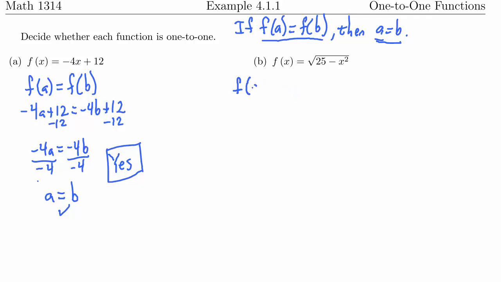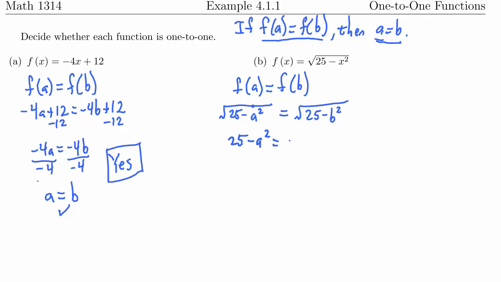Again, I start out with the assumption f of a equals f of b. F of a is the square root of 25 minus a squared. Make sure your radical goes all the way past a squared. And that's equal to the square root of 25 minus b squared. Notice I need to get rid of the square root in order to figure out what this is. So square both sides, you get 25 minus a squared equals 25 minus b squared.